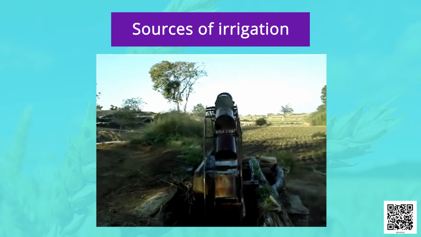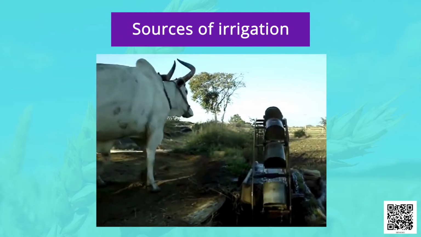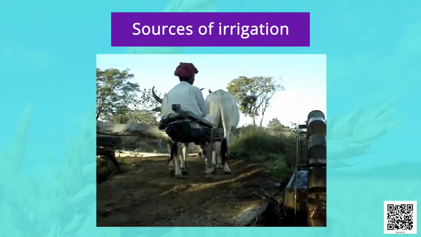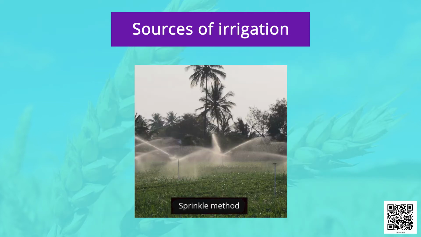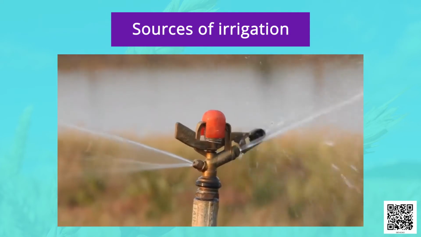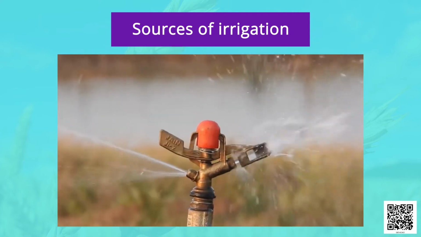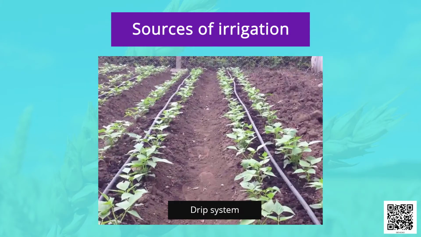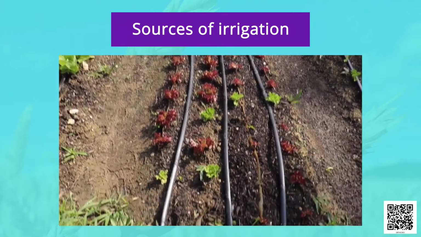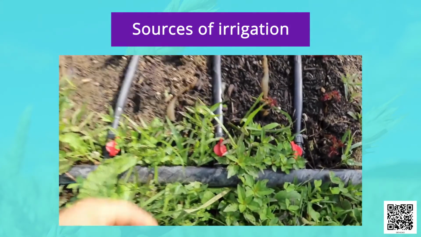The main methods that are in use are sprinkler system, drip system of irrigation. Modern methods of irrigation help us to save water.